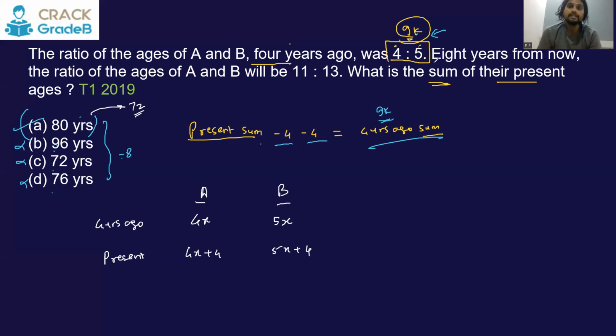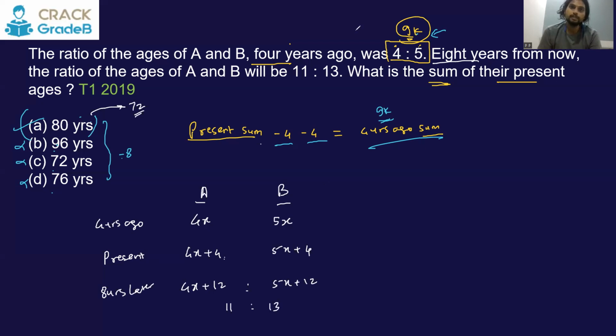But this ratio is said for 8 years from now. So from the present, if you go 8 years more, 8 years later, you'll have to add 8 more to this. It will become 4x plus 4 plus 8, that is 4x plus 12. And this will become 5x plus 12. This ratio is said to be 11:13.